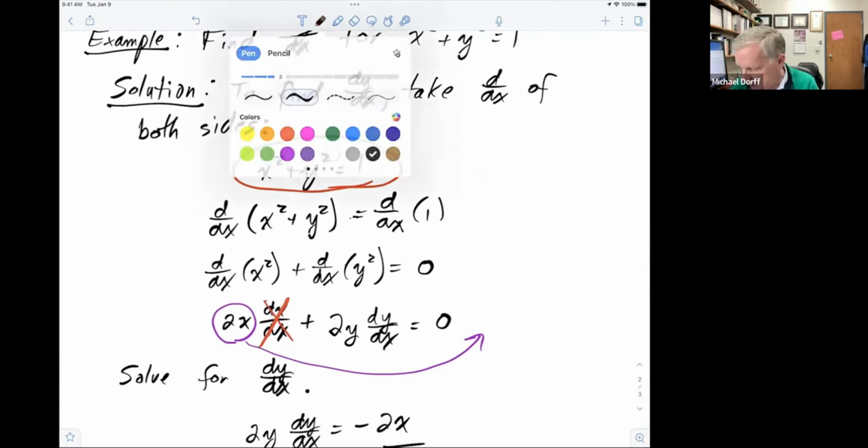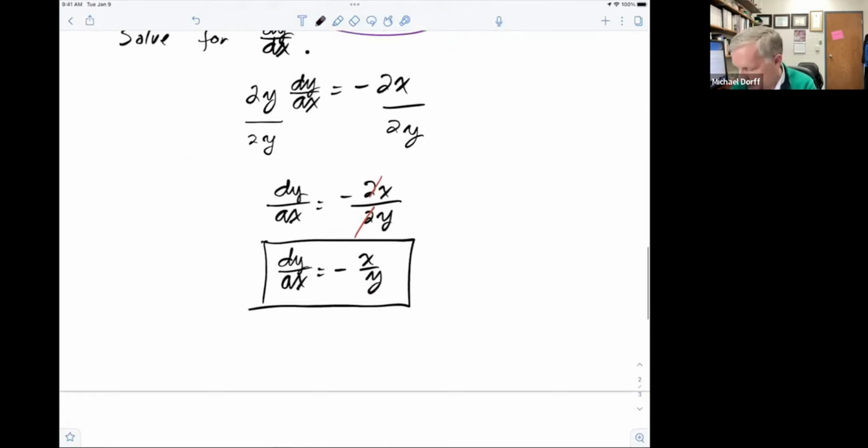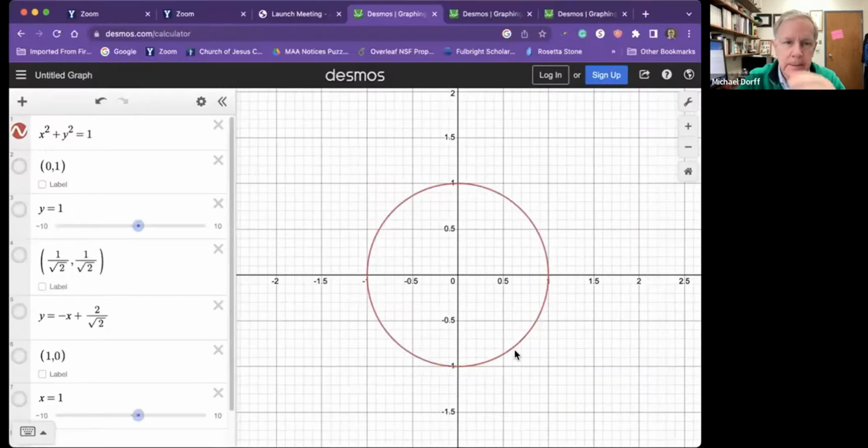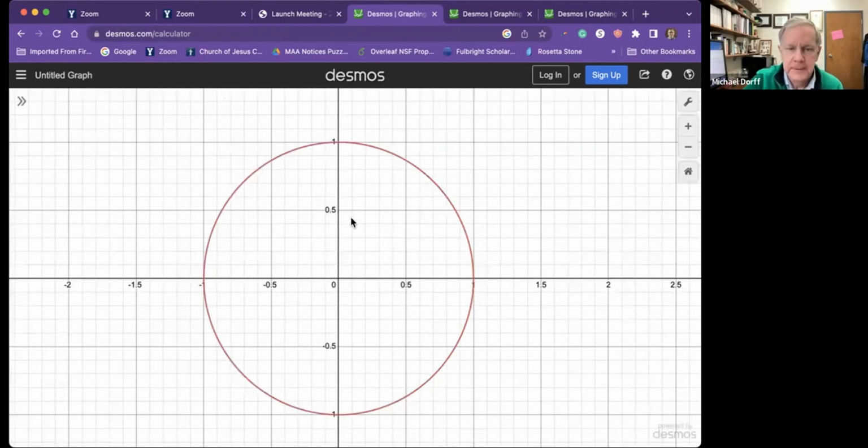All right, what does this mean graphically? Well, again, this is the derivative. So it is the slope of the tangent line to the curve that we started with. And as I mentioned earlier, x squared plus y squared equals 1 is a circle. So let's look at this on Desmos. Up here on the left, I have x squared plus y squared equals 1, and I have Desmos graphing it, and it looks like a circle. It's a circle of radius 1 centered at the origin.